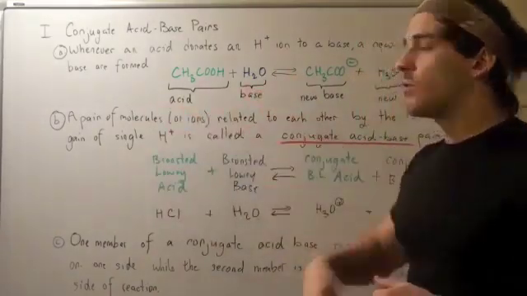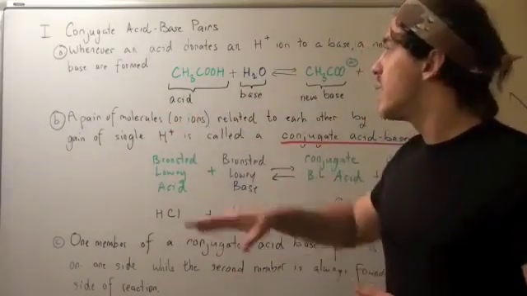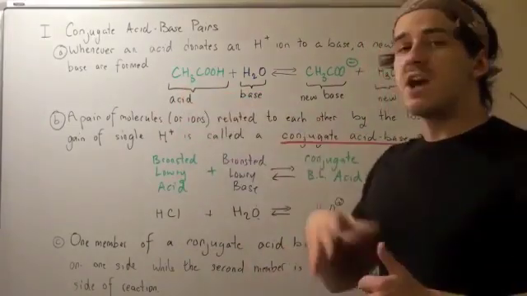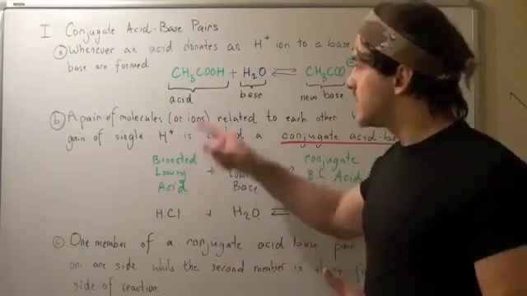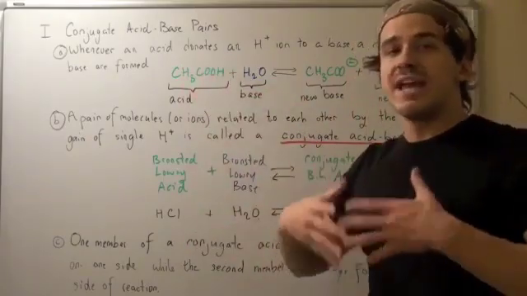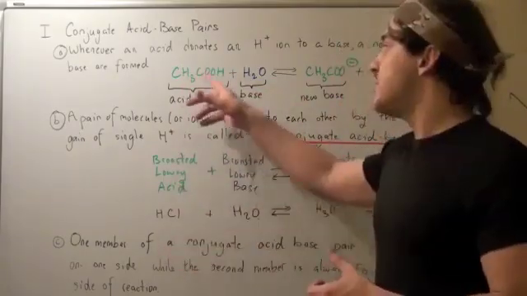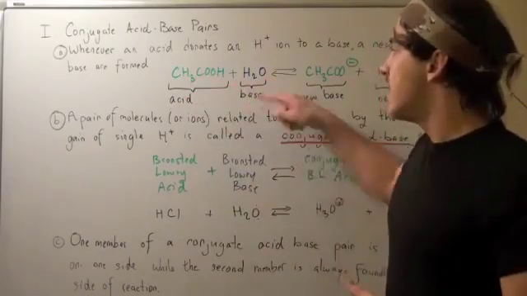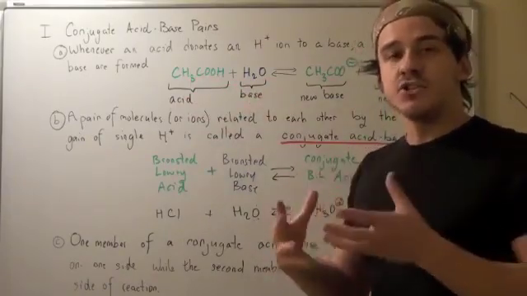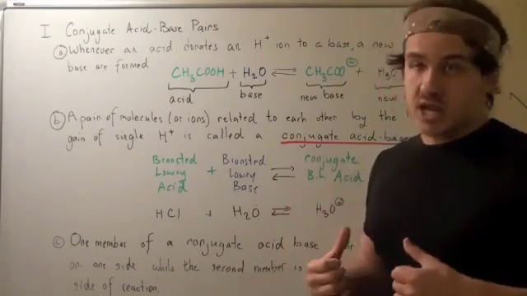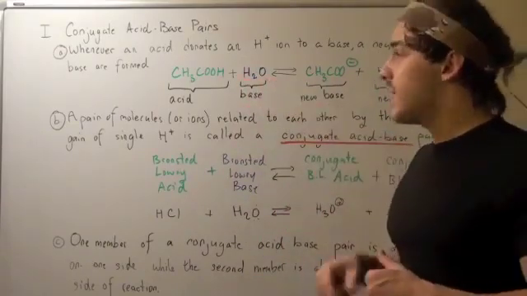In this case, our Bronsted-Lowry acid is our acetic acid, and our Bronsted-Lowry base is our water. That's because this one has an extra H ion. It donates that H plus ion. And this one has a lone pair of electrons on its oxygen, and it has the potential to gain a proton. So this is our Bronsted-Lowry base.